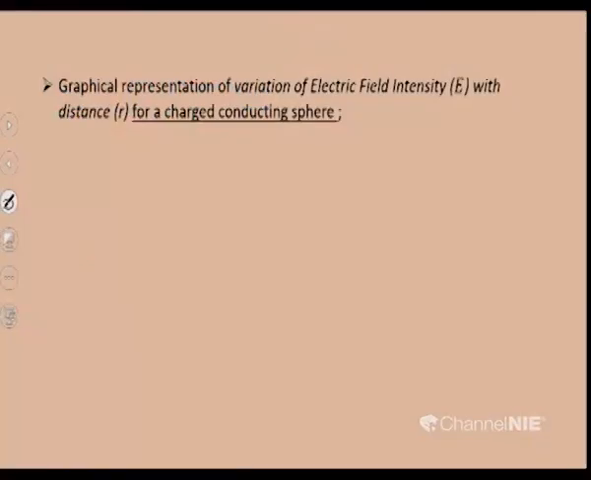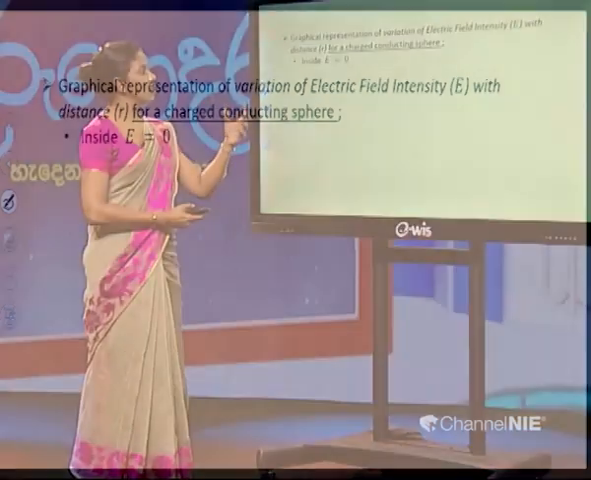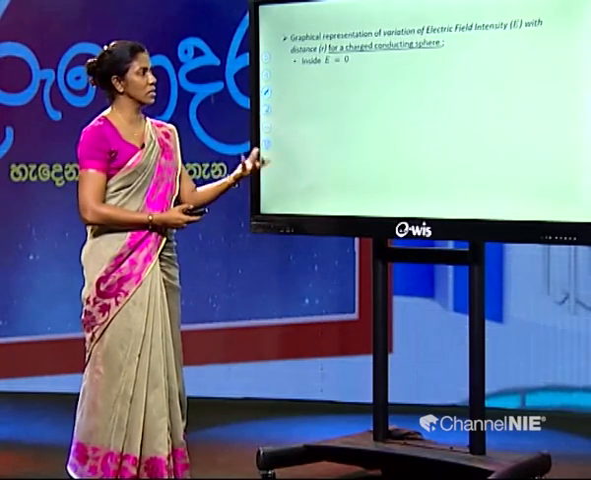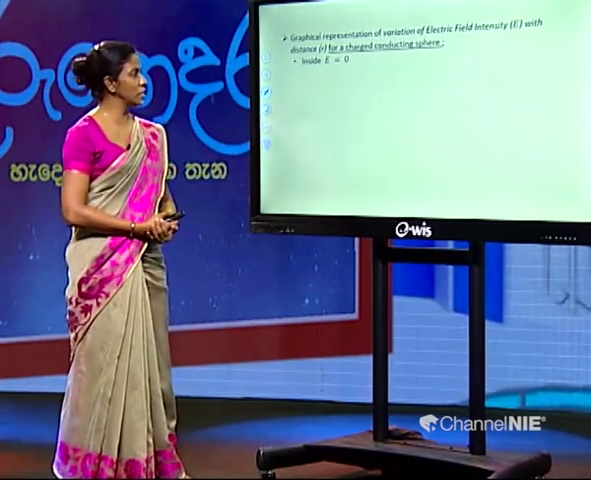Now, if you try to express this variation of field intensity with the distance graphically, what did we find out from the previous two parts? First point is that inside a conductor, now in this example it was a sphere, so inside the conducting sphere field intensity is 0. We said inside any charged conductor, field intensity would be 0.